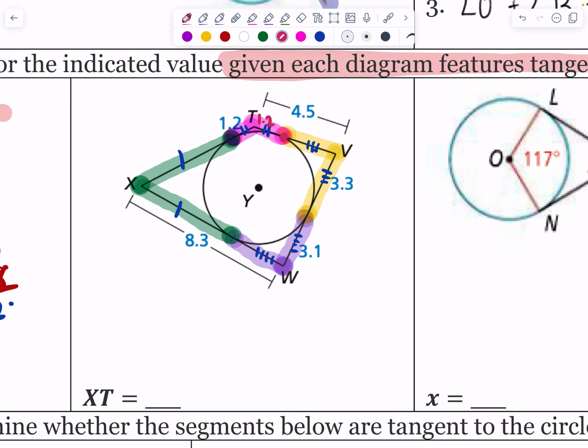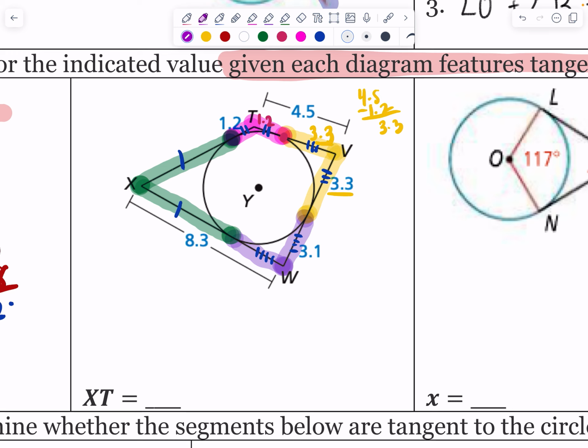3.3. Yes, 3.3. So for that little yellow piece, 4.5 minus 1.2 gives me a total of 3.3. So this little piece is 3.3, and that makes sense because this side is 3.3, so that would have been an easier way to do it. But I just wanted to show you all that mathematically those are the same. 4.5 minus the 1.2 still gives me 3.3, so those match on each side.